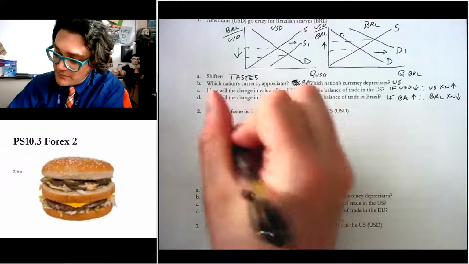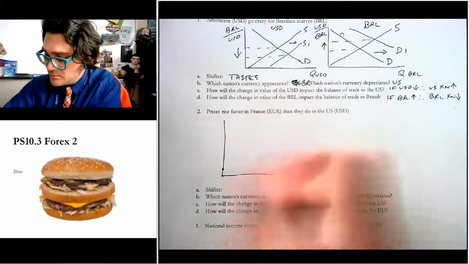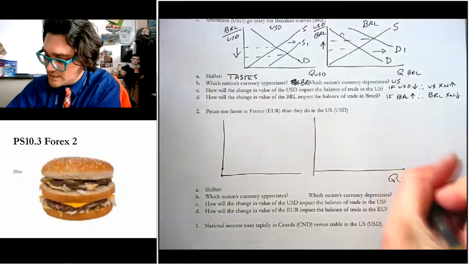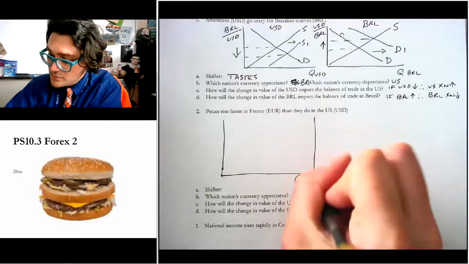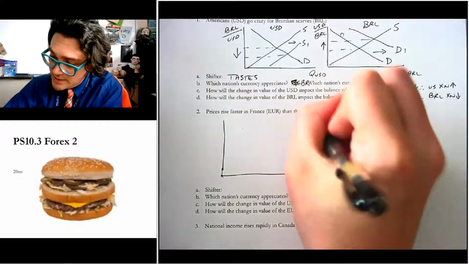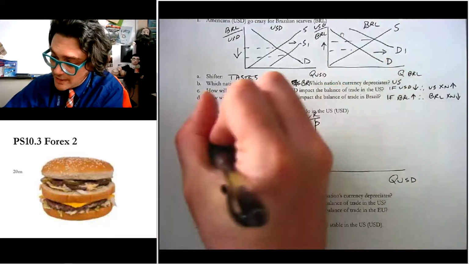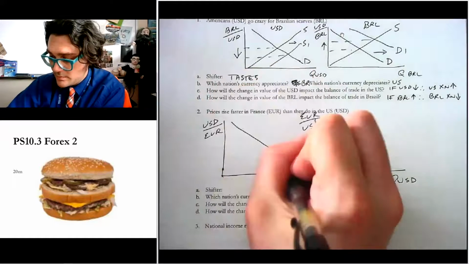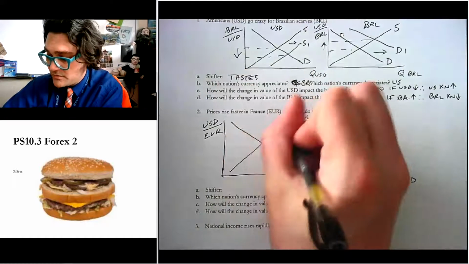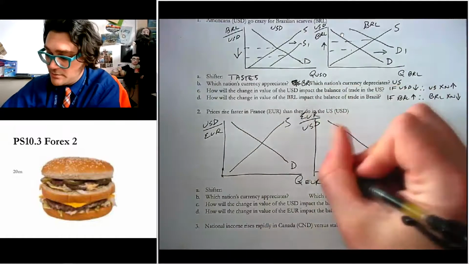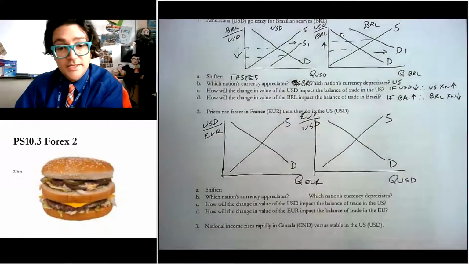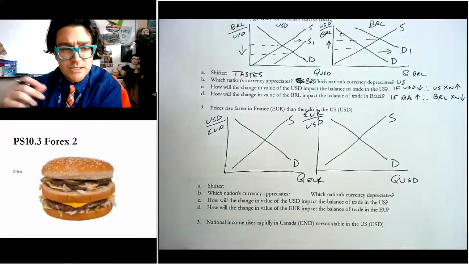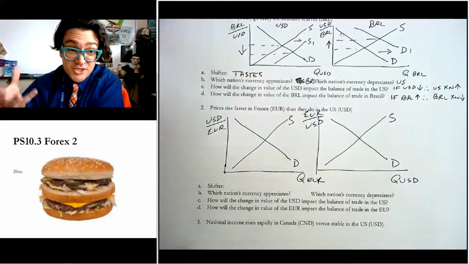Next: prices rise faster in France compared to the United States. So again, we're doing the bottom: USD, Euro, with demand, supply, demand, supply. Prices are going up in France a lot faster than the United States, so the Americans aren't going to buy as much French stuff.